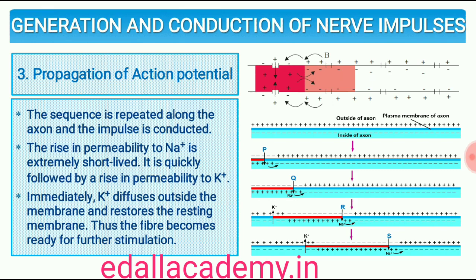The rise in the stimulus-induced permeability to Na+ is extremely short-lived. It is quickly followed by a rise in permeability to K+. Within a fraction of a second, K+ diffuses outside the membrane and restores the resting potential of the membrane at the site of excitation, and the fiber becomes once more responsive to further stimulation.